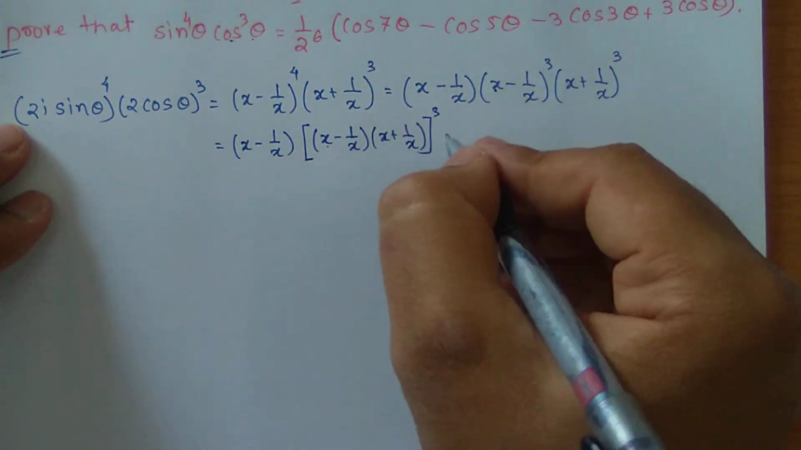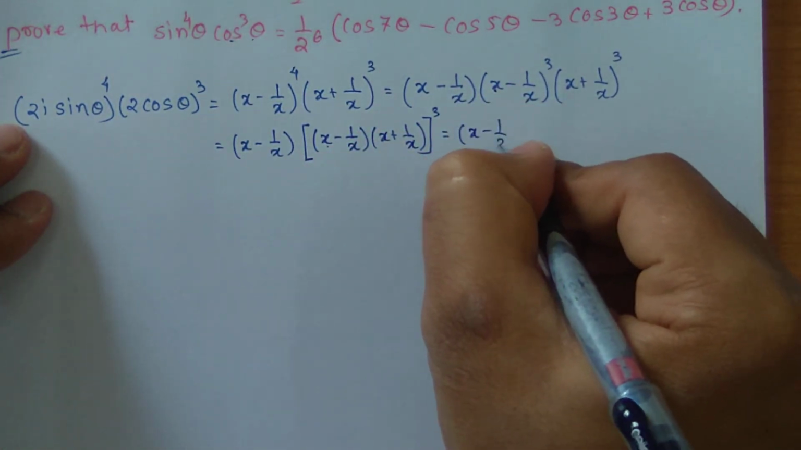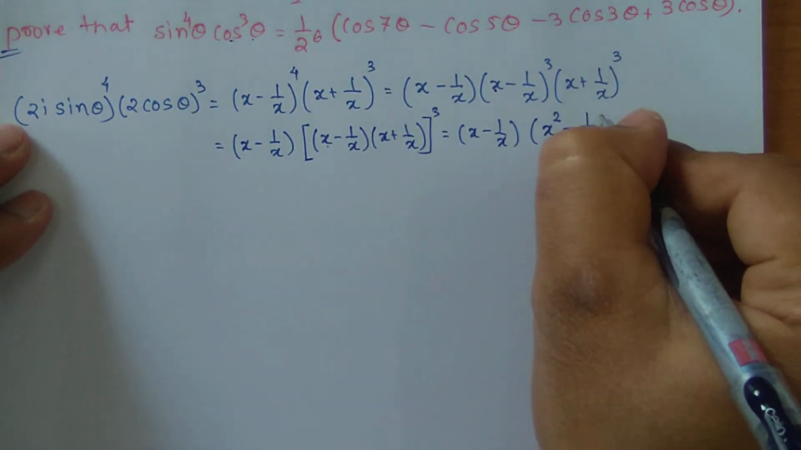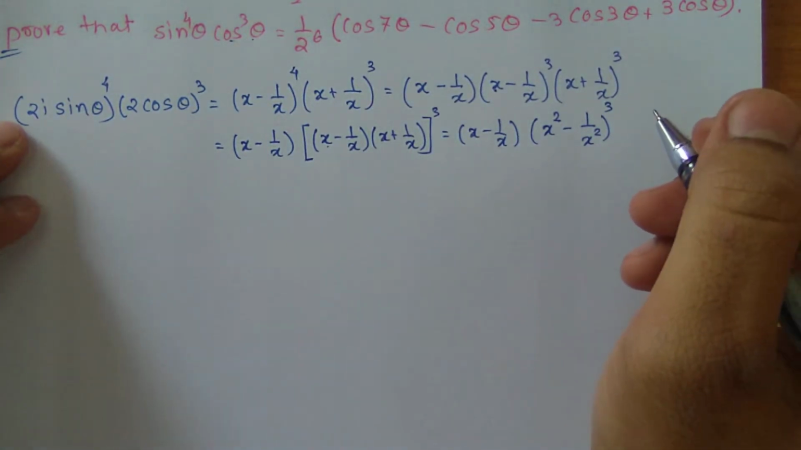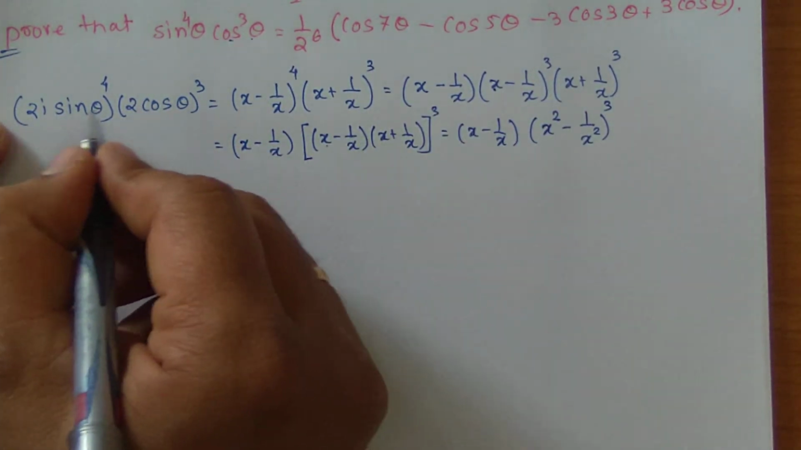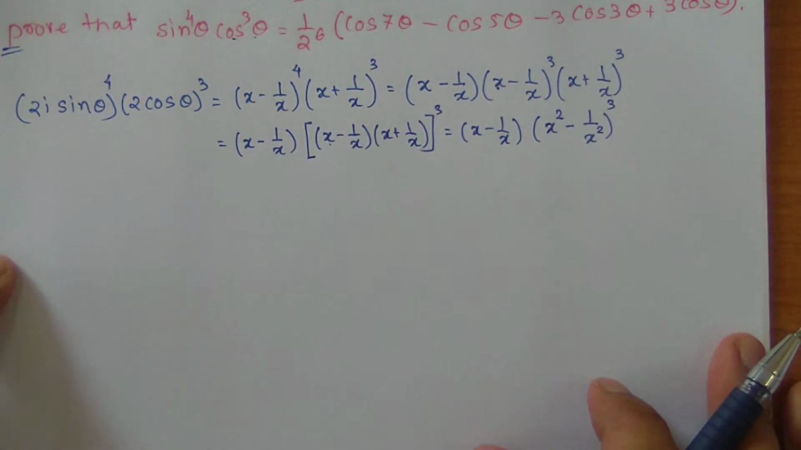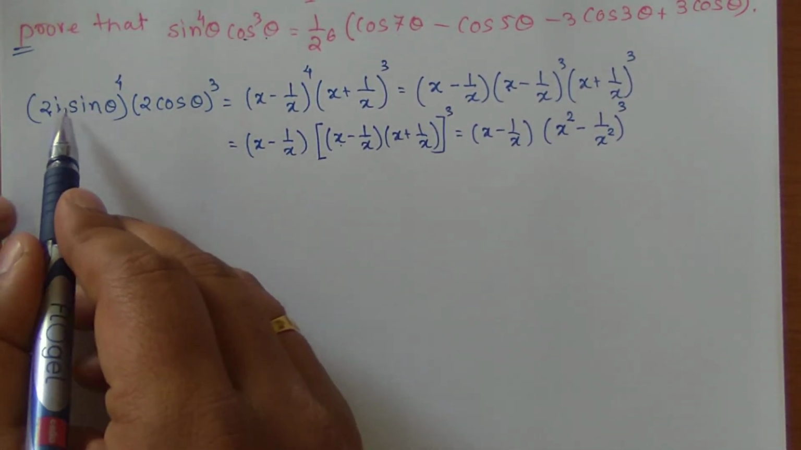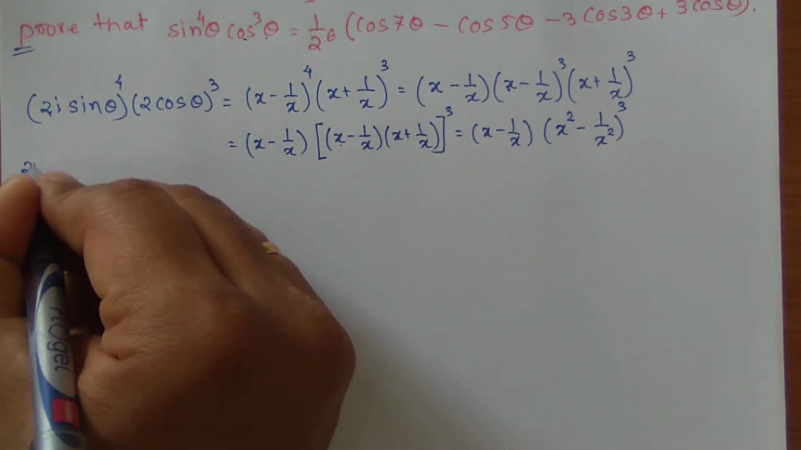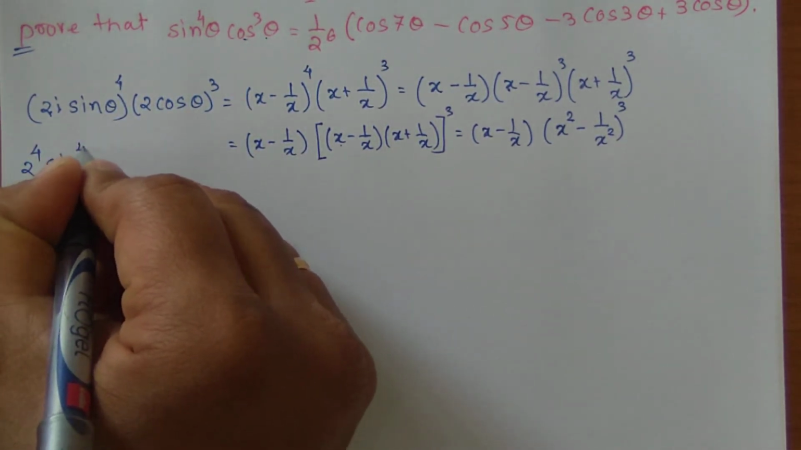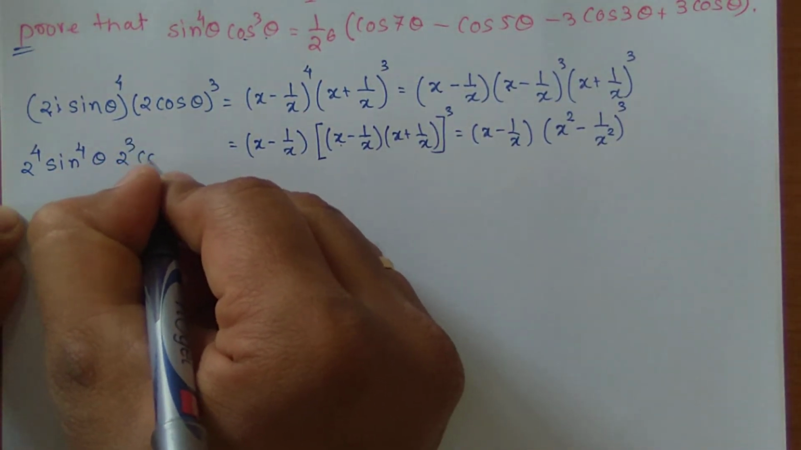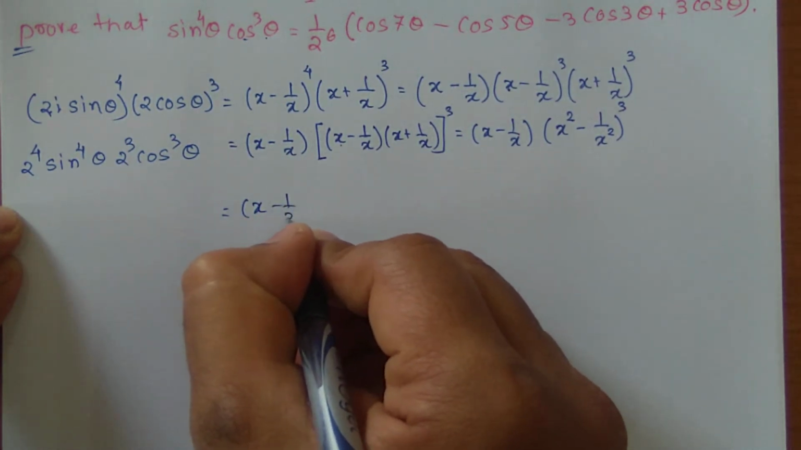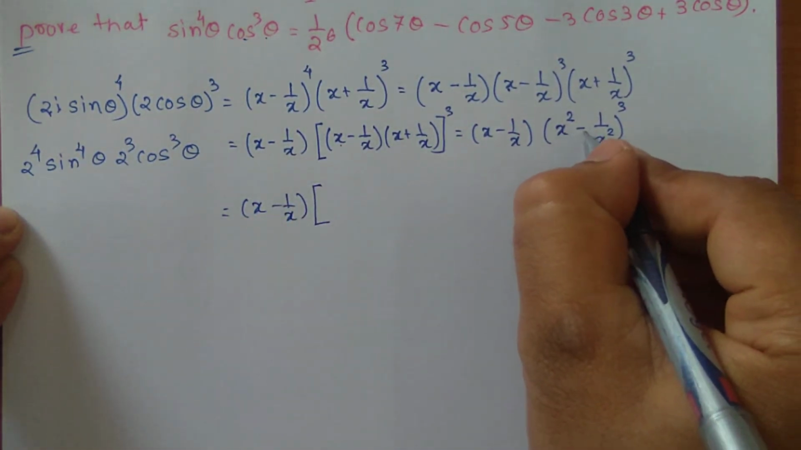So a minus b into a plus b gives me (x - 1/x) into bracket (x^2 - 1)/x^2, bracket cube. At the same time we make the adjustment on the left side: (2i sin theta)^4. Hence this is 2 raised to 4, i raised to 4 is 1. Hence we have 2^4 into sin^4 theta, 2^3 into cos^3 theta. And this is (x - 1/x) into bracket (a - b) cube.